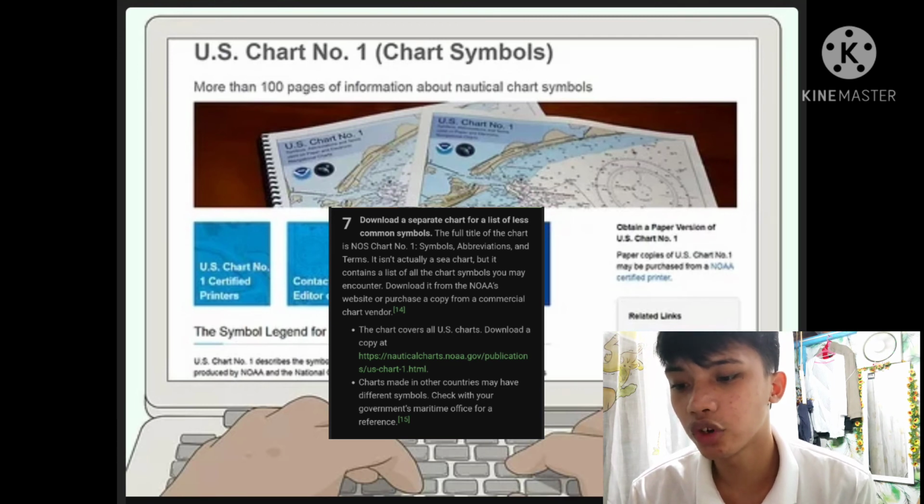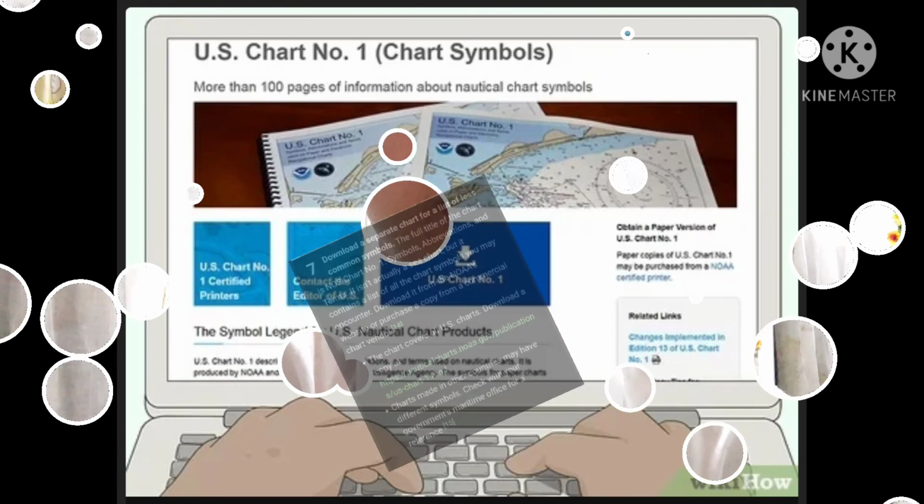The chart covers all US charts. Download a copy. Charts made in other countries may have different symbols. Check with your government's maritime office for a reference.